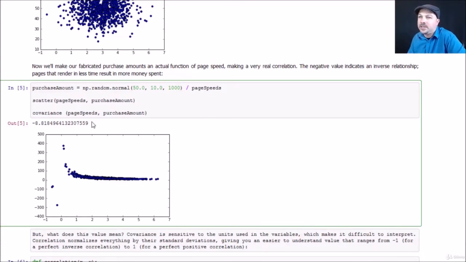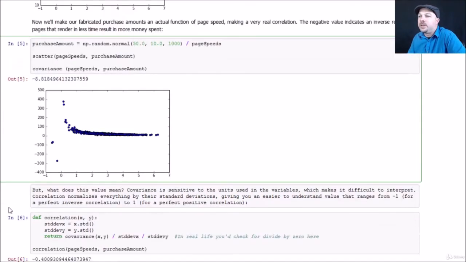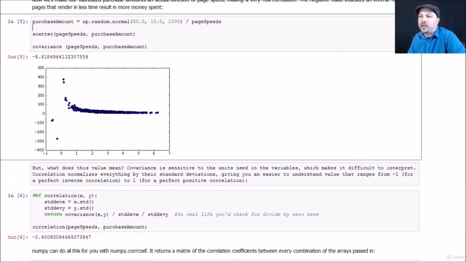And it's the magnitude of that number that matters. The sign, positive or negative, just implies a positive or negative correlation. But that value of 8 says, hey, that's a much higher value than 0, so there's something going on there. But again, it's hard to interpret what 8 actually means, so that's where the correlation comes in, where we normalize everything by the standard deviations.